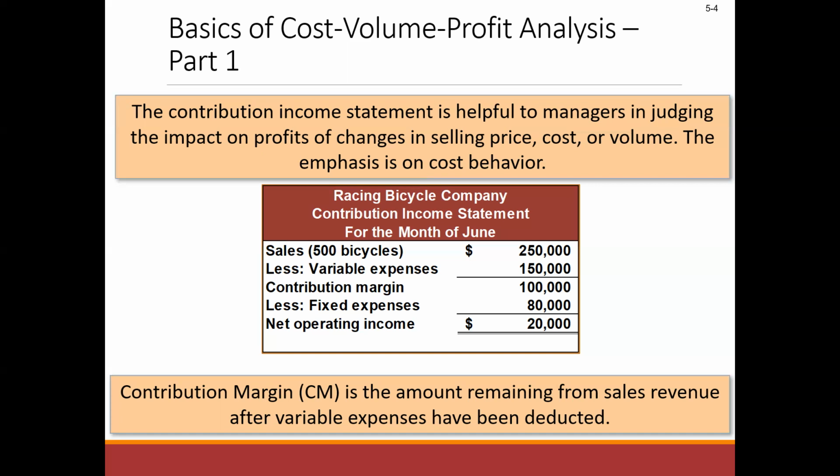So if we show the sale of bicycles here to be $250,000, and then our variable expenses are $150,000, we know what we've got available now for our fixed expenses to be $100,000. If in fact our fixed expenses are $80,000, then that's our operating income, the leftover. Okay, so the contribution margin, of course, is going to be our sales minus our variable expenses.